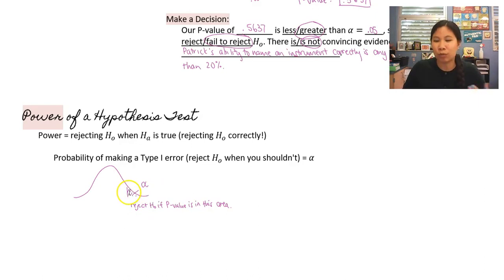So if we reject when we shouldn't, then the probability of us making that error of rejecting would be anywhere within the area that alpha covers. So if alpha was 0.05 for our significance level, then the probability of making a type 1 error would be 0.05, and so on. So then let's talk about a probability of type 2 error.